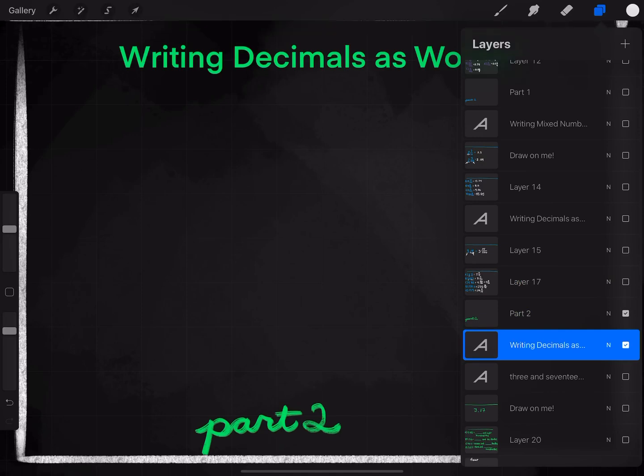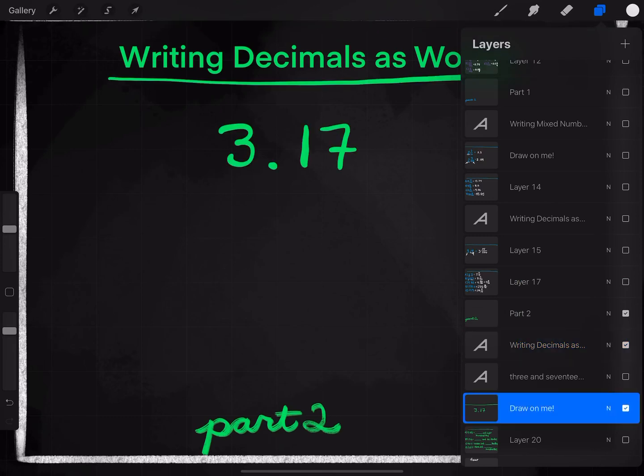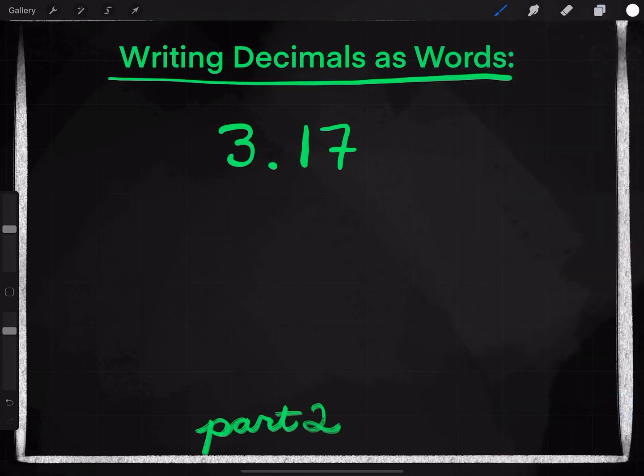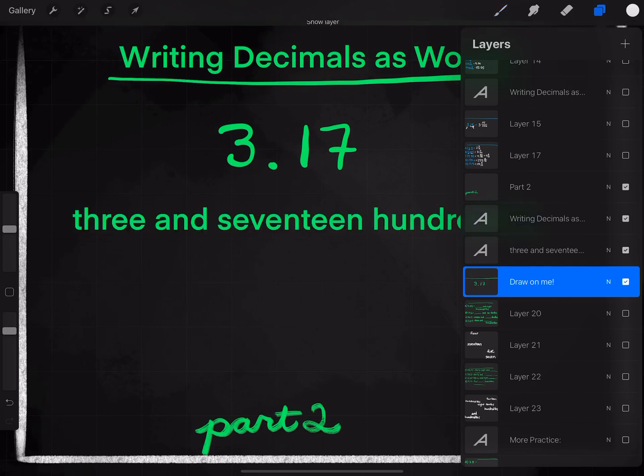Okay, so this next part, we are going to write decimals as words. So that would be how we'd pronounce it out loud. Did I already write this? Here we go.